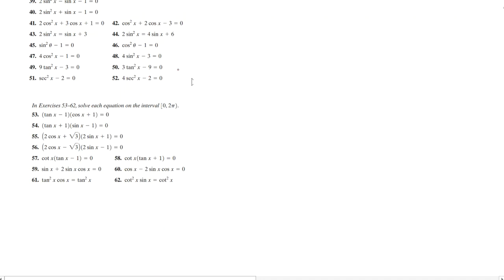This one here, for instance with 52, if we look at this type of question where we have 4 secant squared x minus 2 is equal to 0, we can start isolating 4 secant squared of x, move the 2 over, and then we divide through by 4, so we get 1/2. Now because we're doing a square root, remember this is the same thing as secant of x all squared is equal to 1/2, so therefore we can square root both sides.